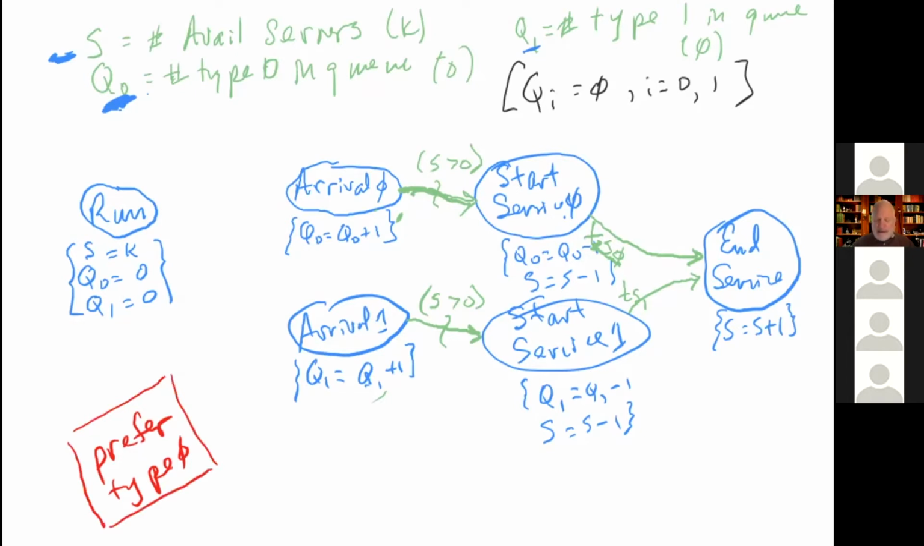Because when I have an end service event, what does that correspond to in the actual system? That corresponds to the fact that a server has completed service. And what do they do? Well, in the past, we've checked the queue to say if there's a customer in the queue, then we want to start service on them. But now we have two queues. We have the type 0 and the type 1.